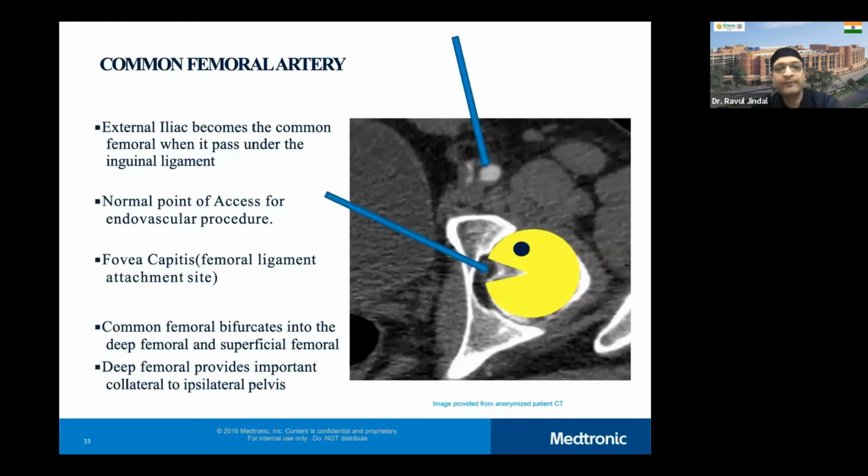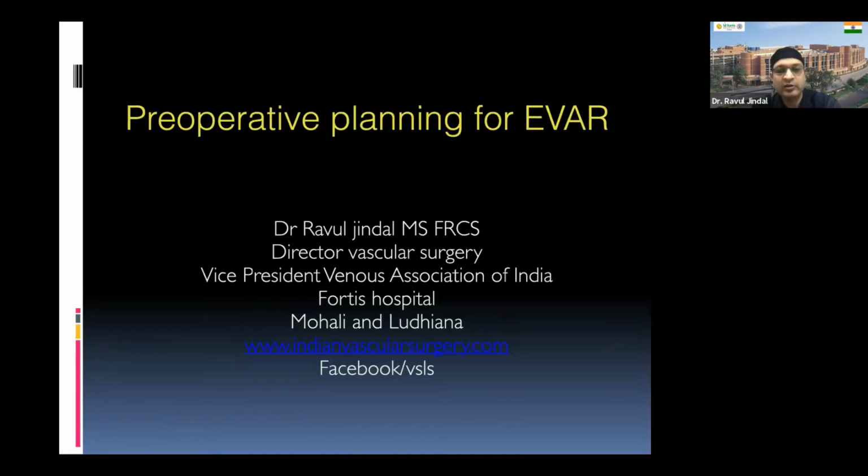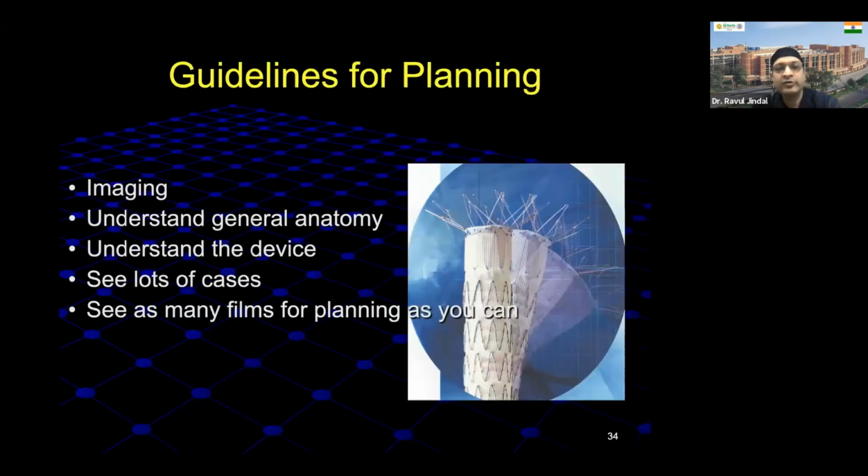Common femoral artery: as soon as the external iliac crosses the inguinal ligament, it becomes the common femoral, and it's a very important part from where we enter. We should look for calcification and thrombus, and this artery divides into the superficial femoral and the deep femoral artery. Coming to preoperative planning, when we plan for an aortic aneurysm, we must see that the size of the aneurysm is at least 5.5, because less than that, the risk of intervention is more than the risk of rupture.